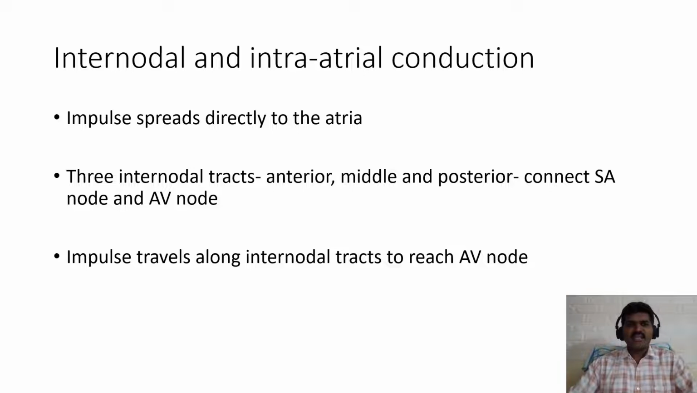Internodal and intra-atrial conduction. As soon as the SA node is depolarized, the impulse is directly spread into the atria, leading to atrial depolarization. There are three internodal tracts which connect the two nodes, that is the generator and the gateway. The internodal tracts are labeled as anterior, middle, and posterior. They are named: anterior internodal tract of Thorel, middle internodal tract of Bachmann, and posterior internodal tract of Wenckebach. They connect the SA node and the AV node. The impulse travels along the internodal tracts to reach the AV node.